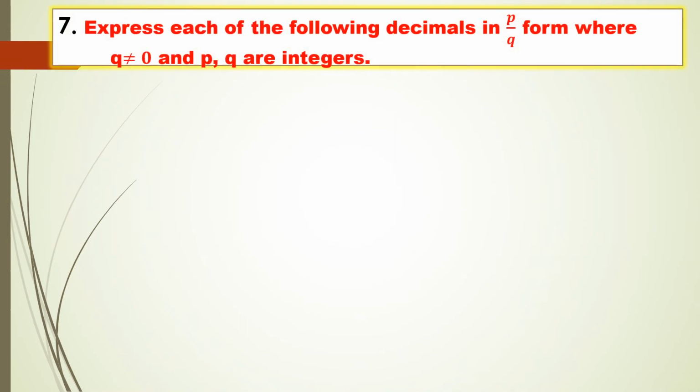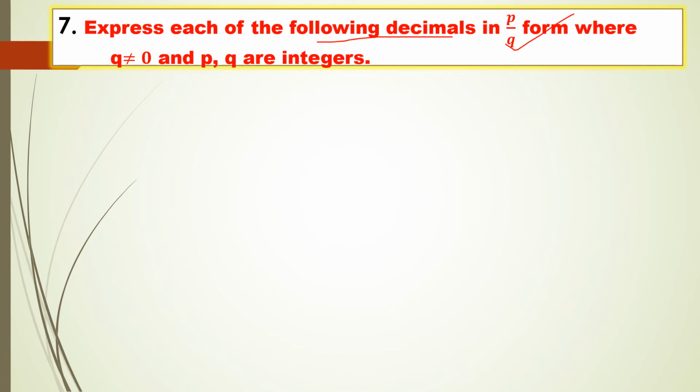So your next question is, express each of the following decimals in p by q form where q is not equal to 0 and p, q are integers. So this p, q should be integers, whether positive or negative numbers, but q is not equal to 0, which means you should convert it into a rational number. P by q form is nothing but a rational number. He will give the decimal number, and you should change it into p by q form.